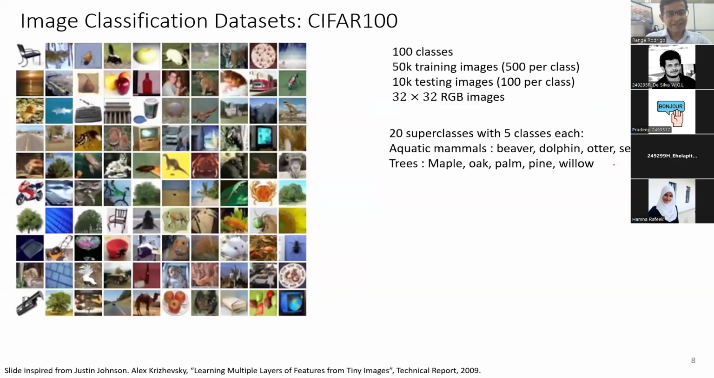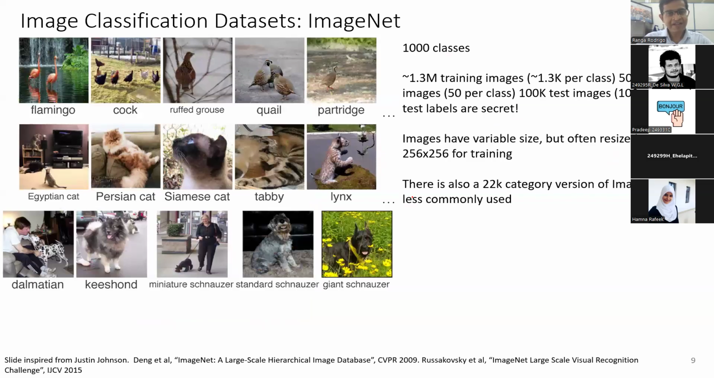Then we have CIFAR 100. That also is a similar one, but there are 100 classes. 100 classes, 50,000 training images, so 500 per class, 10,000 testing images, so 100 per class, exactly the same size images. And then there are 20 superclasses also, 5 classes each. For example, if you take aquatic mammals: beaver, dolphin, otter, seal, whale, 1, 2, 3, 4, 5. These five classes are in this superclass. Trees: maple, oak, palm, pine, willow, these are in this trees class, and so on. So you can see the format of the CIFAR 100 dataset.